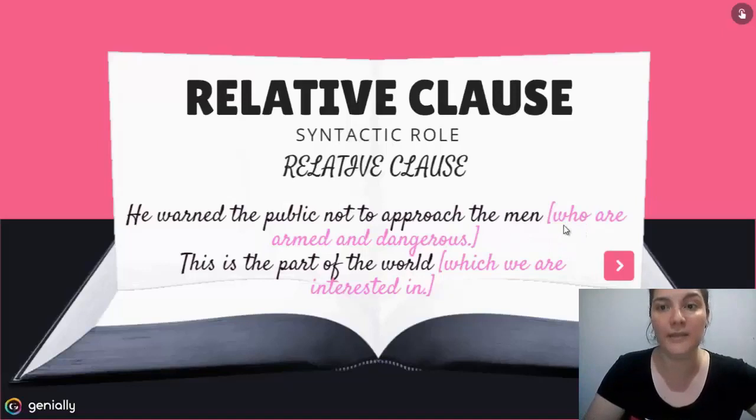We can also replace who by saying the men are armed and dangerous. In the second example, which also replaces the part of the world, but is placed in another position. We are interested in the part of the world. We'll see relative clauses in detail in Unit 9.